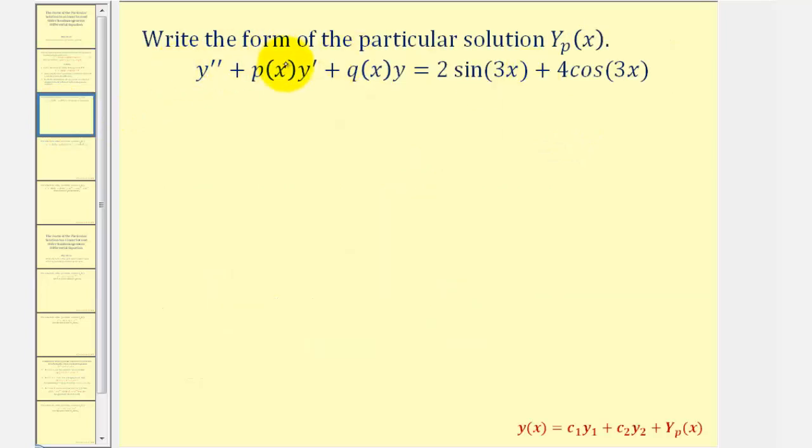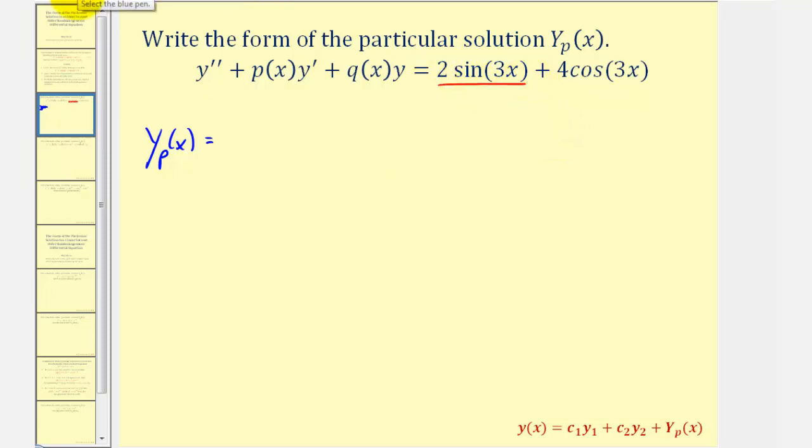Again, our goal here is to write the form of the particular solution, which we'll call big Y sub p of x. Notice we do have a linear second-order non-homogeneous differential equation where the right side of the equation, often referred to as g of x, involves both the sine function and the cosine function. So we're looking for a function big Y sub p, where if we substituted in the function, its first derivative and second derivative, we'd end up with this function here on the right. So for the form of big Y sub p, we'll consider one term at a time. Let's start by considering 2 sine 3x.